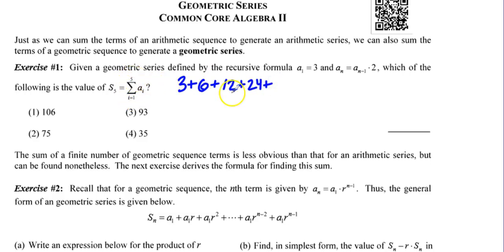Add the first 5 terms. I've got 4 of them, I need 1 more. Now I just need to add those up. Find some way to add those up. It works out to be 93. Okay? So that's what a geometric series is: adding up the terms of a sequence that has a common ratio, a geometric sequence.